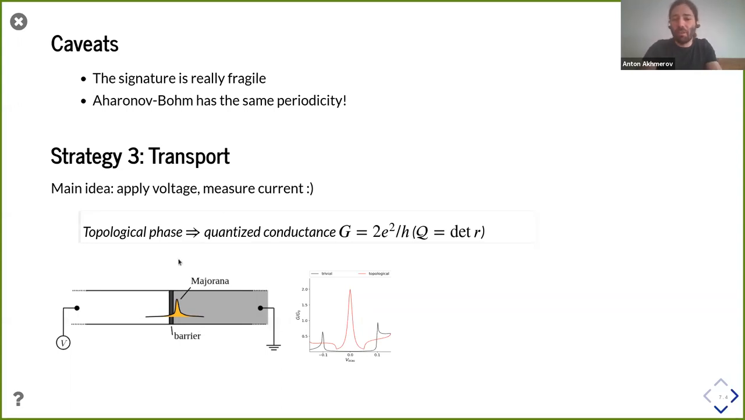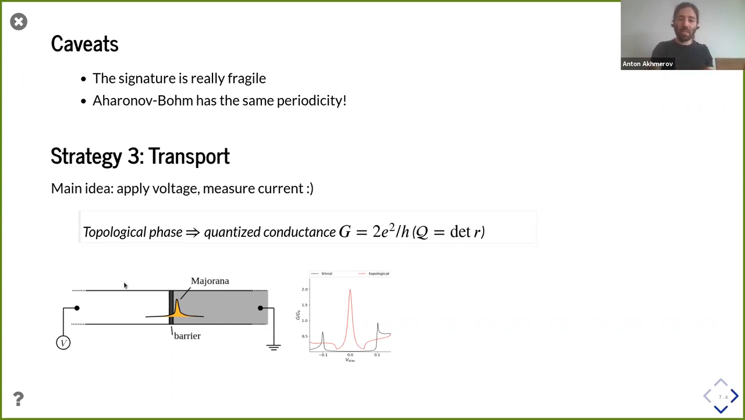Now, a final approach is perhaps the simplest conceptually, and it's definitely the most popular by the amount of publications. The idea is to hook up wires to a device and try to send current through a Majorana mode. Now, turns out, and this is something that should relate to some of your prior knowledge, the topological invariant of whether the wire is in a trivial or in a topological phase, or in other words, whether it has Majoranas or not, relates one-to-one to the determinant of the reflection matrix from the edge.